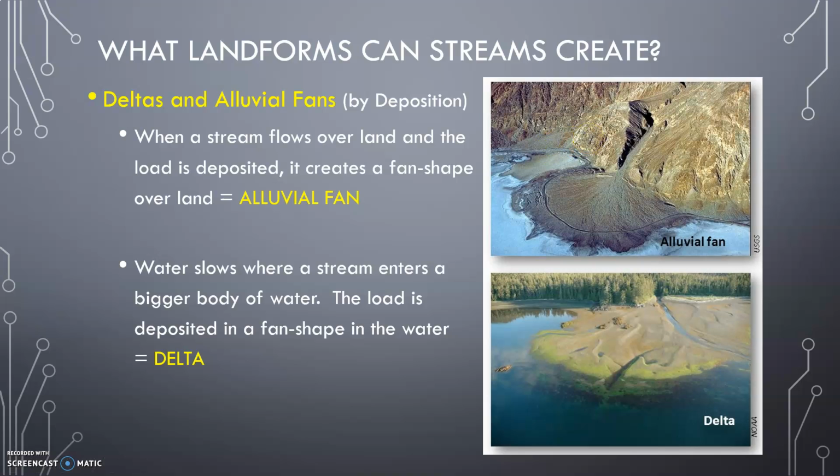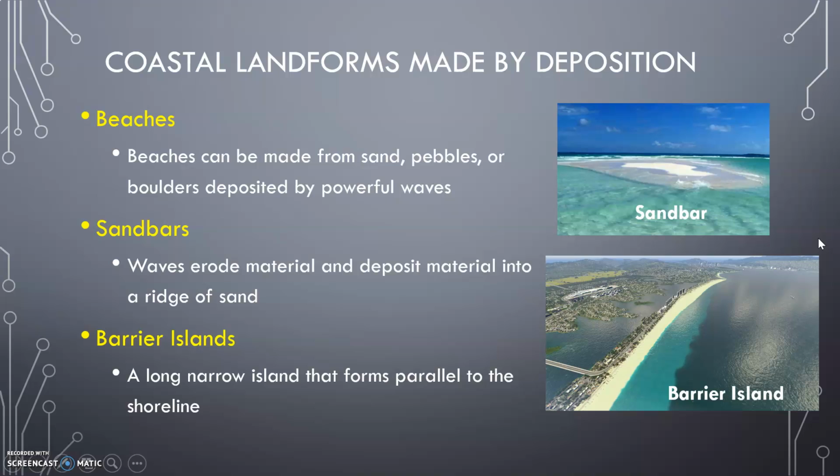If the water is going to slow down where a stream enters into, say, an ocean or a river or even a lake, the load is deposited in a fan shape, but it's in the actual water itself. Because of that, it becomes known as a delta, and the water's basically going to be able to come through it. So a delta is in the water, an alluvial fan is along the surface, over land. Fan land. All right, and then it can also create beaches, sandbars, and barrier islands.